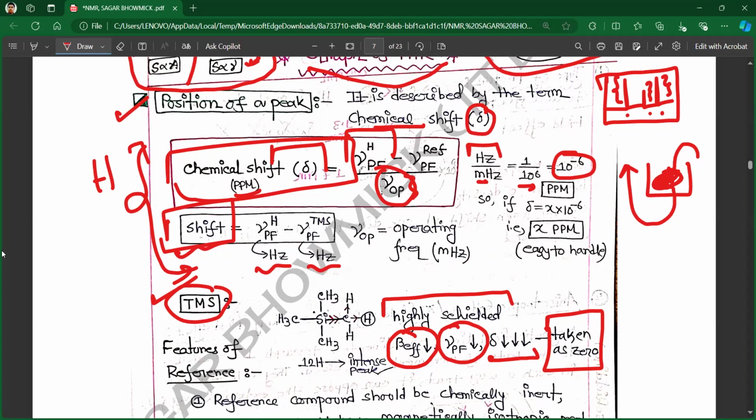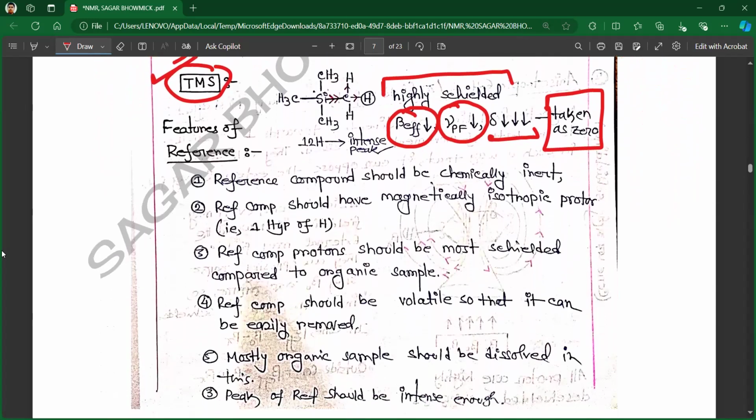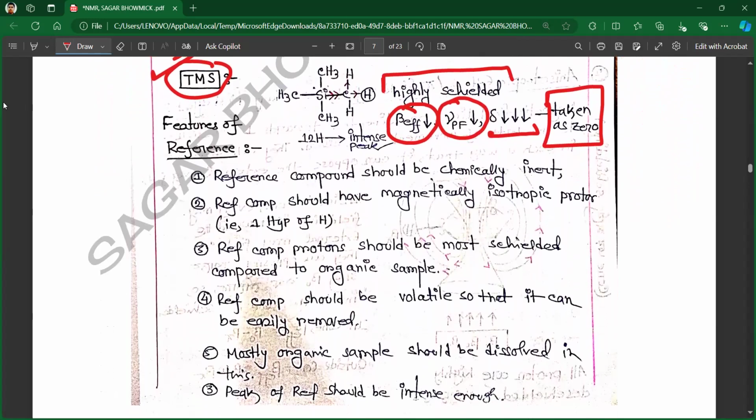Now, why is it chosen as a reference compound? These are the reasons or features of a reference compound. A question can come this way: what are the features required of a reference compound for NMR? This will be the answer. Or the question can be framed like this: why is TMS used as a reference compound in NMR? First, a reference compound should be chemically inert. It should not react with my sample.